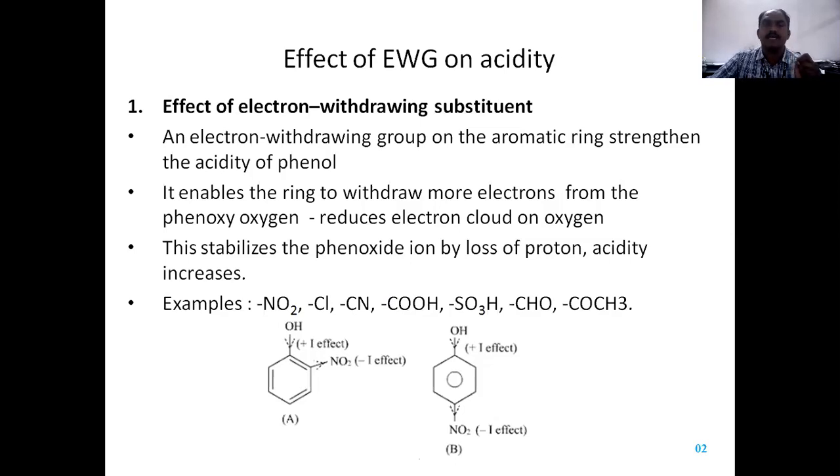It withdraws electron cloud from the aromatic nucleus. The electron cloud in the aromatic nucleus decreases. That in turn withdraws electrons from oxygen. The oxygen becomes unstable, so it stabilizes. How does it stabilize? By the loss of proton. When the proton is lost, it gains electrons from the proton. So stabilization takes place, so the phenoxide ion is stabilized. So by the loss of proton, acidity increases.